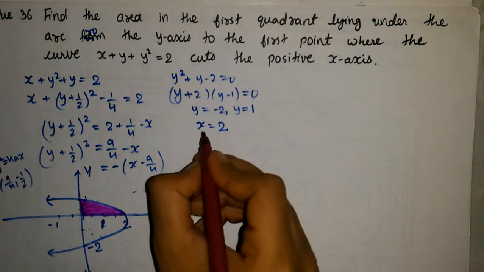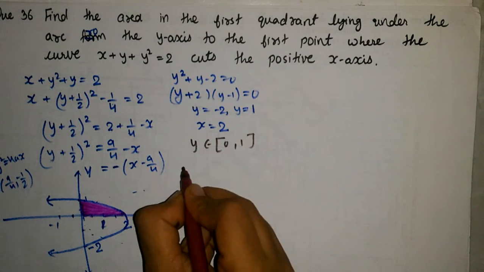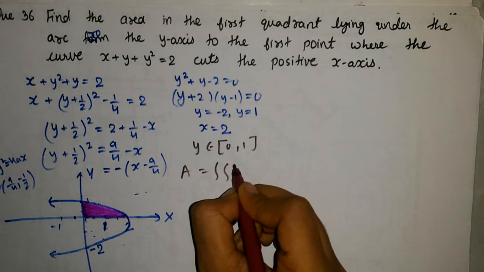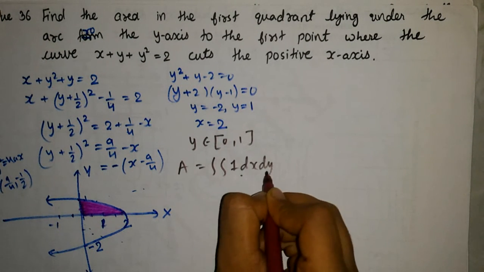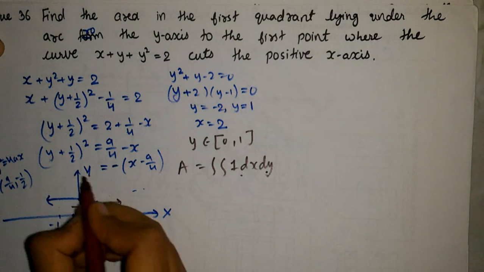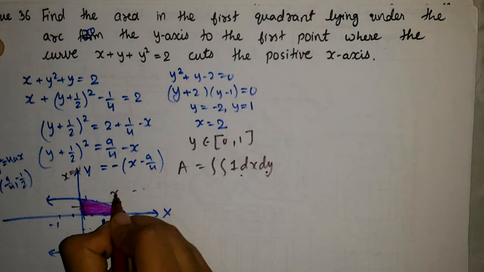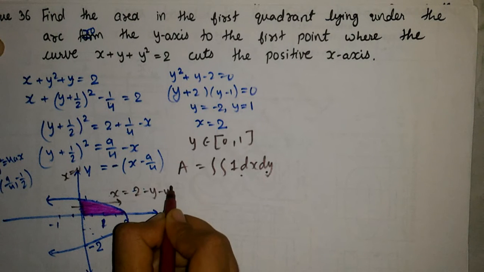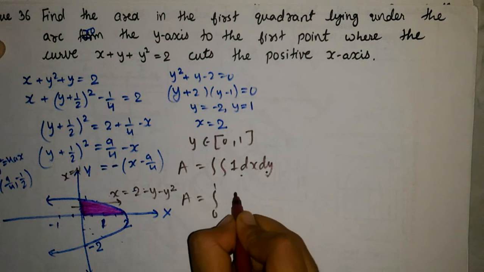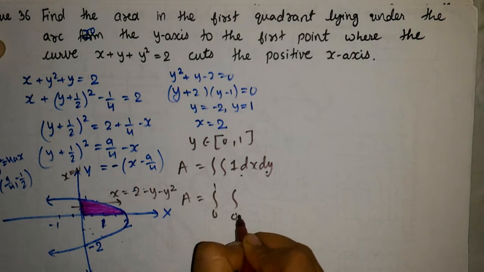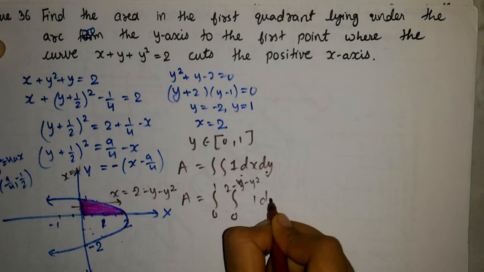Now we know that y belongs to 0 to 1, so let's take y constant. Area is equal to the double integral of dx dy. Whenever it's dx dy, we draw a horizontal line. We can see it enters from x is equal to 0 and leaves at x is equal to 2 minus y square. So area is equal to the integral with y from 0 to 1, x from 0 to 2 minus y square, of 1 into dx dy.